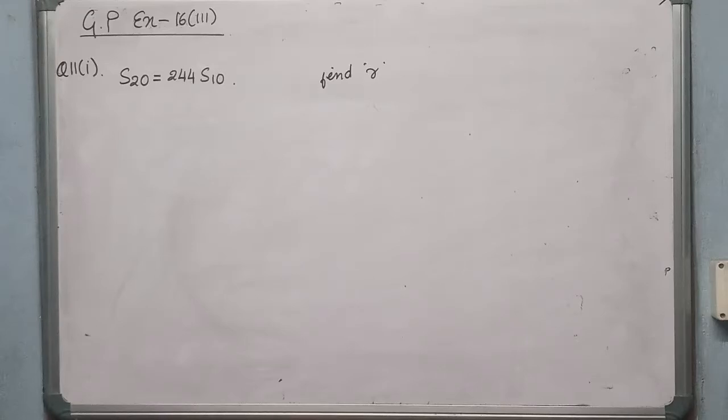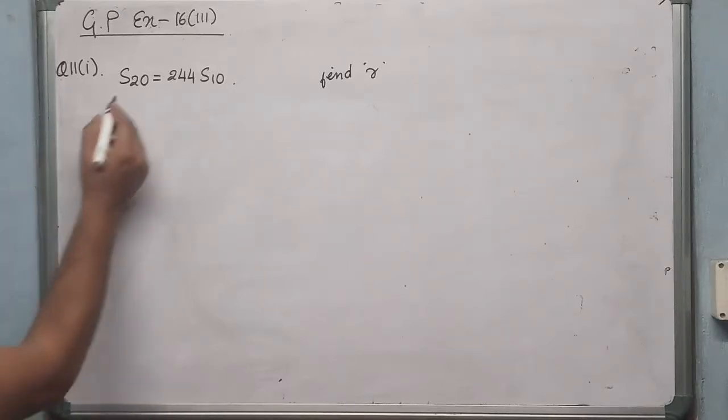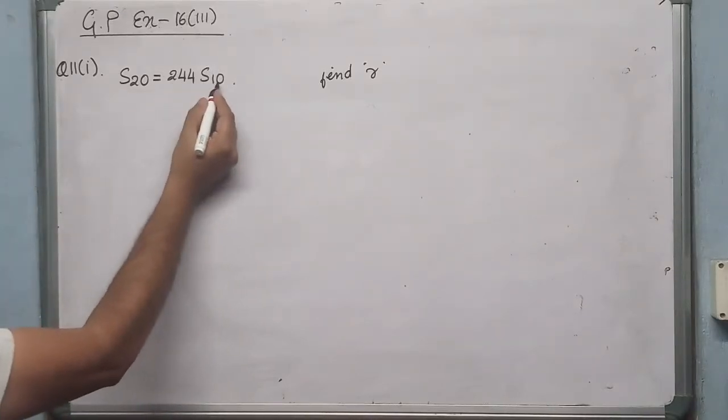Now question number 11.1. In this question it is given that the sum of the first 20 terms is equal to 244 times the sum of the first 10 terms. Find the common ratio. Now try to understand the question. The sum of the first 20 terms is 244 times the sum of the first 10 terms.